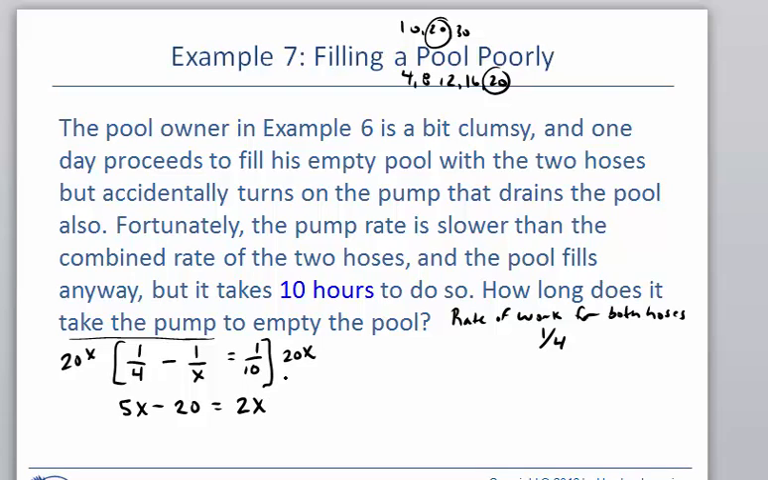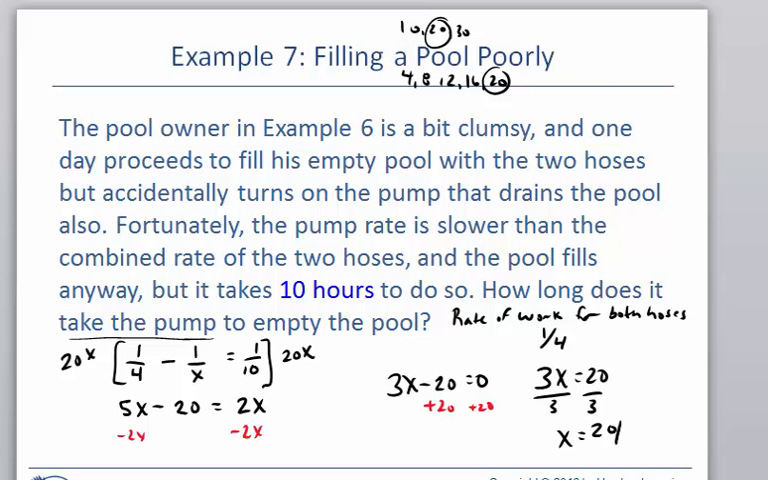Now again, we're solving for x, so we are going to subtract the 2x from both sides. That's going to give me 3x minus 20 is equal to 0. We'll then add the 20 to both sides, so that's going to give me 3x is equal to 20. Divide both sides by 3. x is equal to 20 over 3 hours. So the pump can empty the pool in 20 over 3 hours, or you could divide that out and you would come up with 6 hours and 40 minutes.